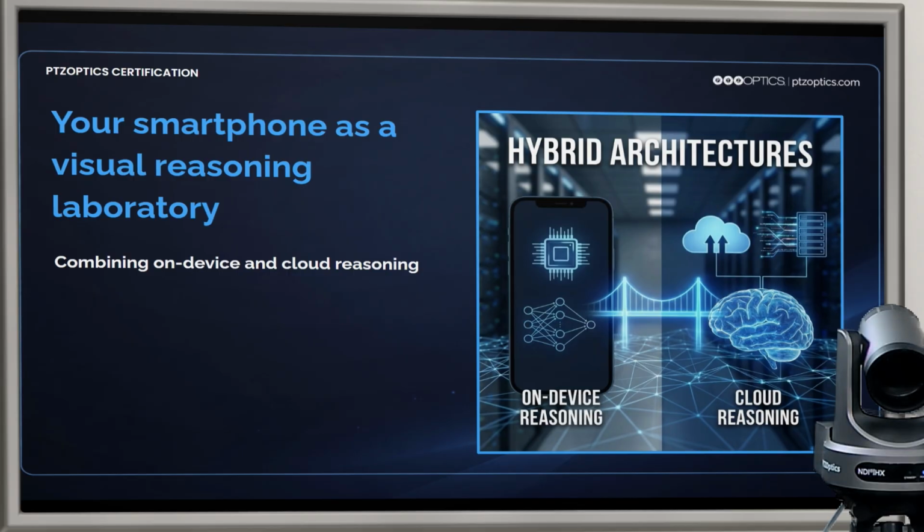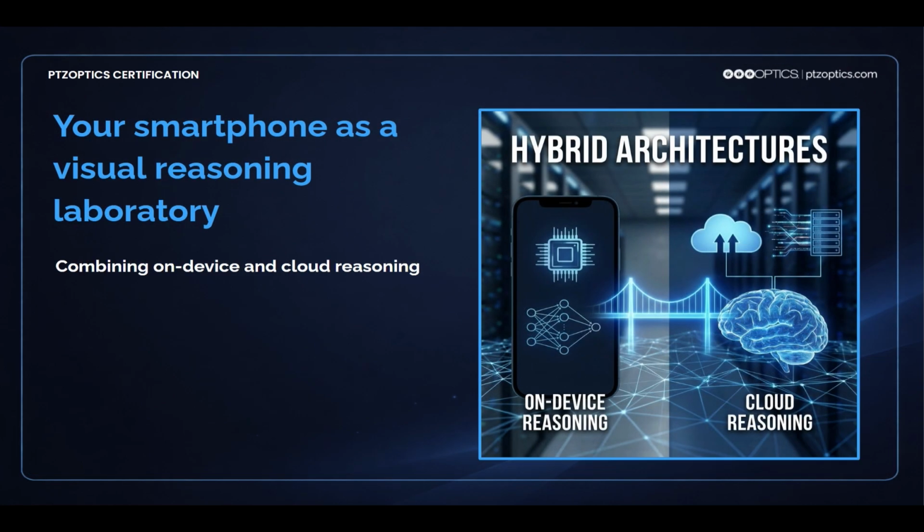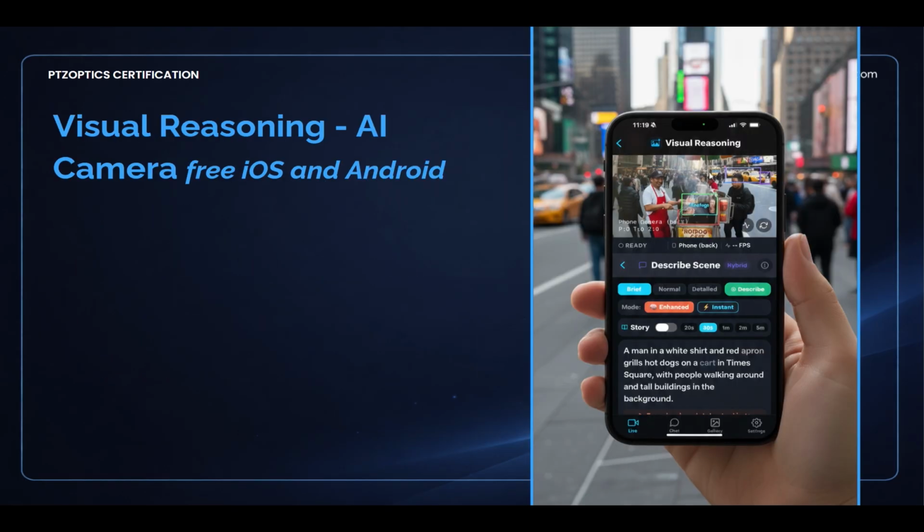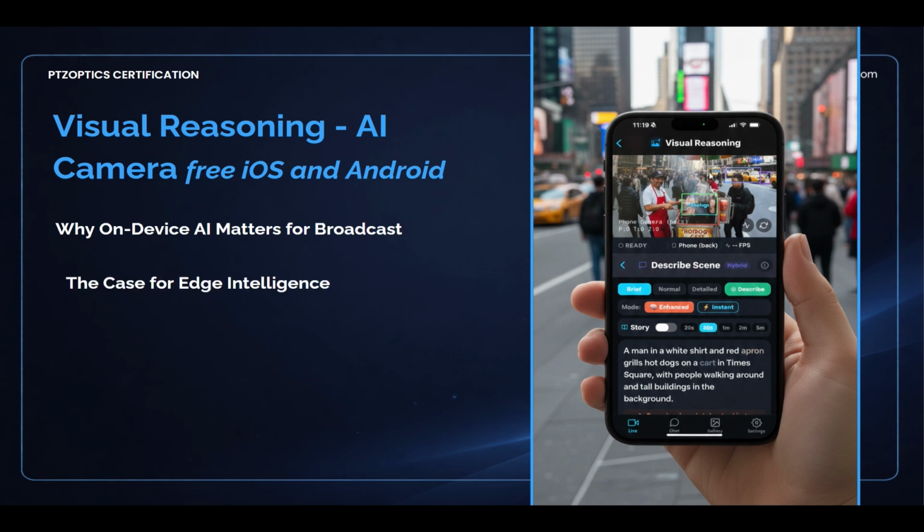In a way, your smartphone is a visual reasoning laboratory. We can literally combine on-device and cloud reasoning together, creating fallback strategies, creating edge processing opportunities, and really refining how we use the cloud. And that's a really exciting piece of this. On-device AI really matters, especially for broadcast and live streaming where we need super low latency.